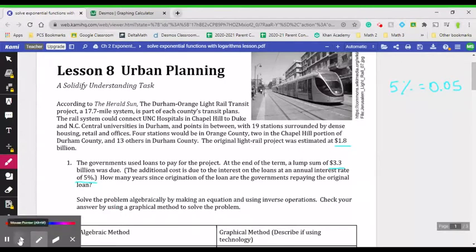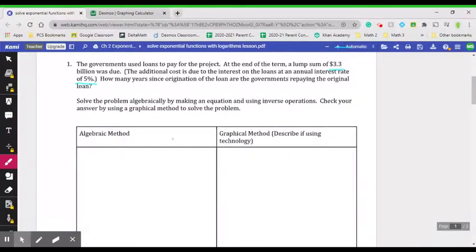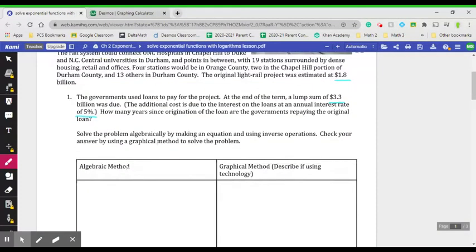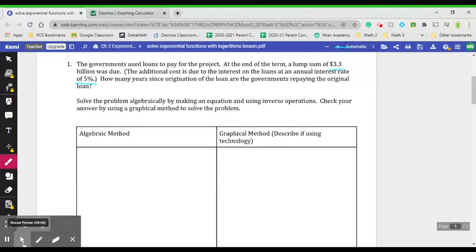So now let's look at the algebraic method here. Our 1.8 is our starting point. We have 1.8, and that is being multiplied because we have a 5% increase. If you recall from earlier this chapter, that would be 1.05, to the power of x based on how many years it has happened. And we're trying to see when this is going to be equal to 3.3.